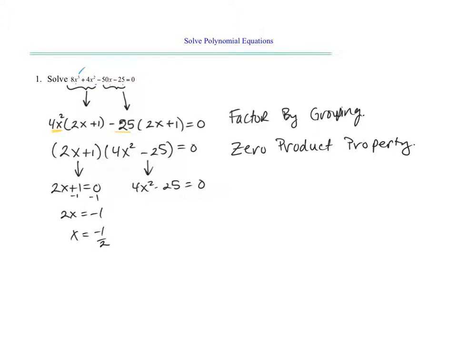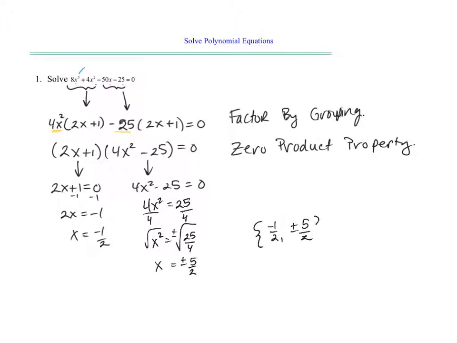Okay, great. And so now I can solve this one where I have 4x squared is equal to 25. Dividing by 4, I get x squared equals 25 fourths, and then I can take the square root of both sides. And so I get x is equal to positive or negative 5 halves. And that would give me the solution set of negative 1/2 and positive or negative 5 halves. And we are done.